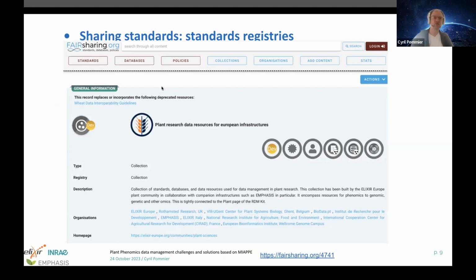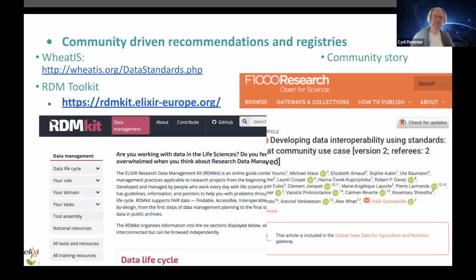And one I like personally is FAIRsharing, which provides, among other things, collections, such as here the Plant Research Data Resource for European infrastructures, that lists the potential standards, databases, and policies that could be of interest for plant researchers. This is also backed by community-driven recommendations and registries.